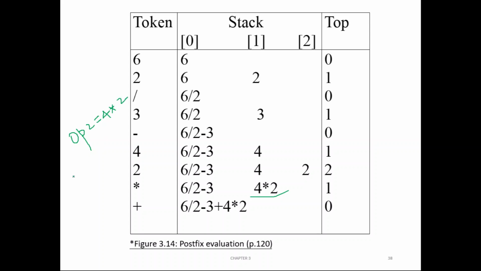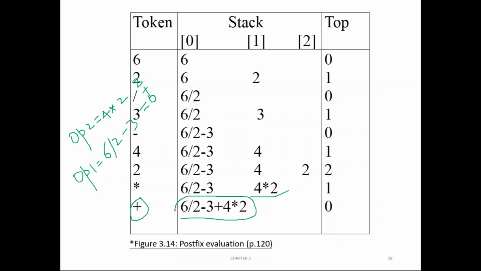Whatever you pop for the second time will go into operand 1, which is nothing but 6 by 2 minus 3. Now perform this operation on operand 1 and operand 2. What is operand 1? 6 by 2 is 3. 3 minus 3 is 0. So 0 plus whatever this 4 into 2, that is 8. Whatever value you get is the result of 6 by 2 minus 3 plus 4 into 2. Push that into the top of the stack.